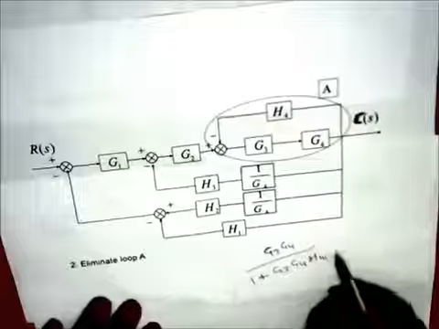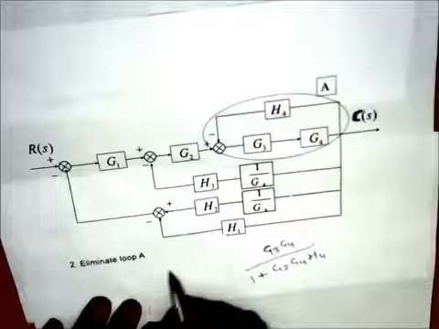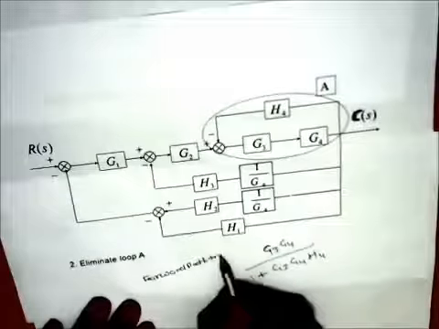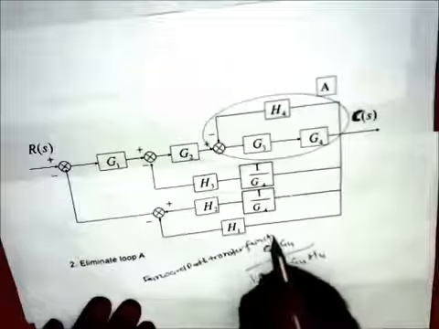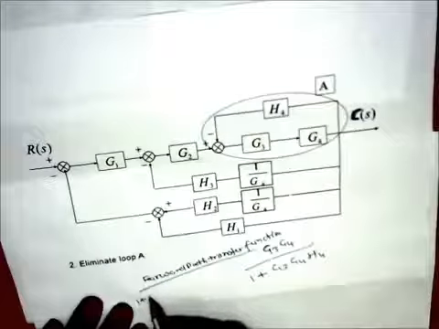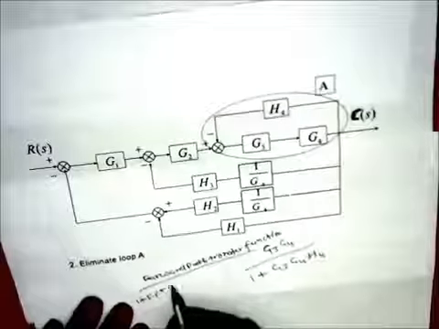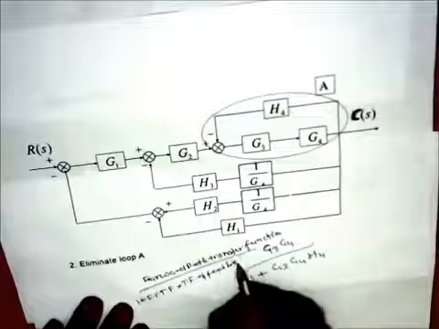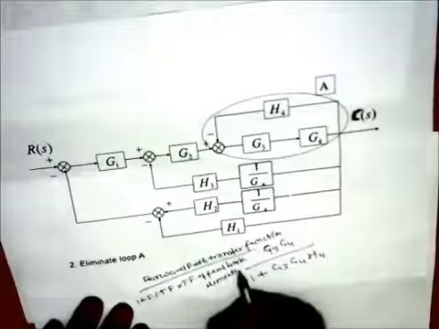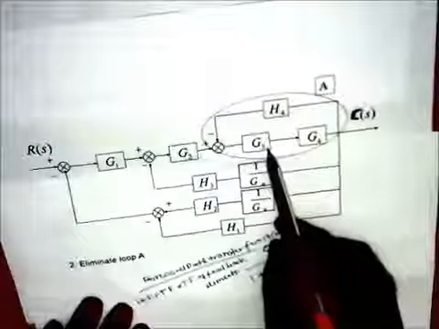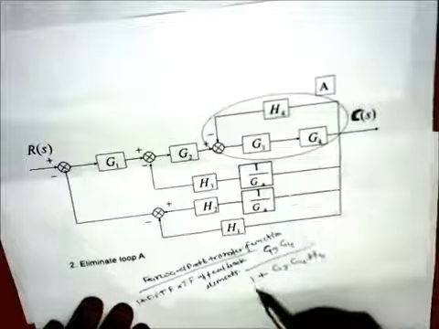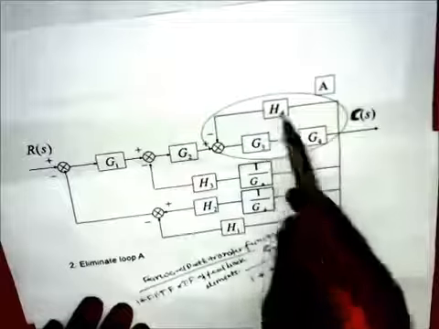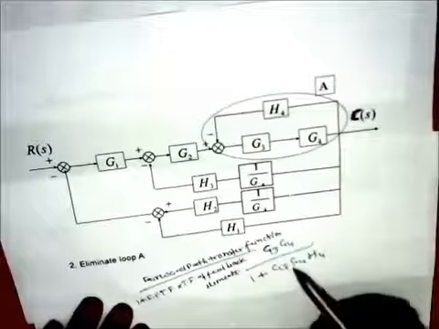The equation for negative feedback, meaning the formula: forward path transfer function upon 1 plus forward path transfer function into transfer function of feedback elements. So G3 G4 is the forward path transfer function. So G3 G4 upon 1 plus forward path transfer function G3 G4 into the transfer function of the feedback element, that is H4. So it becomes G3 G4 upon 1 plus G3 G4 H4.